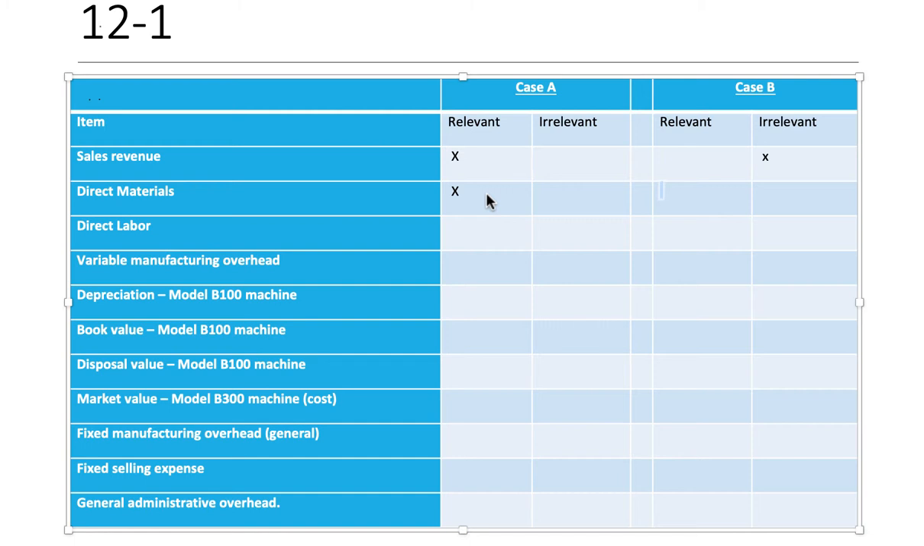For case B, it says that we're just basically thinking about swapping out machines. There's no difference in production or sales, but if we buy this new machine, we will save on direct material costs because this new machine's more efficient. So in this case, the decision to either keep running on the old machine or sell the old machine and buy a new one, direct material costs will change. It's different under both of those scenarios.